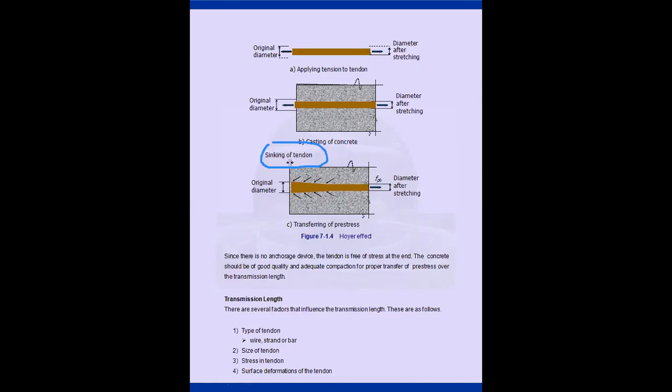This concrete should be of good quality with adequate compaction for proper transfer of pre-stress over the transmission length. If the concrete is not good, or if the surface of the tendon is not proper, then definitely you can't see the mechanism between concrete and tendon taking place. That will affect your bonding. When the bonding is affected, automatically the transmission length is also affected. You have to make that clear.